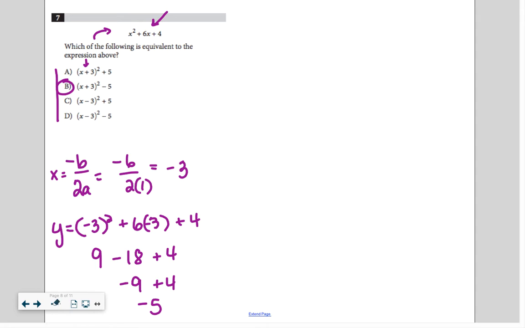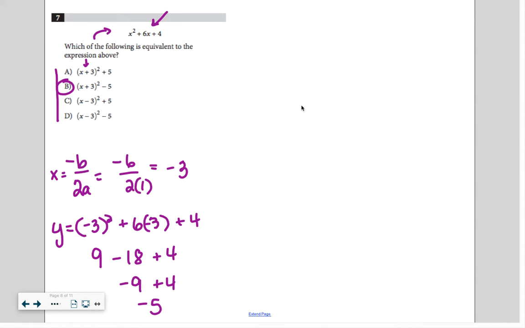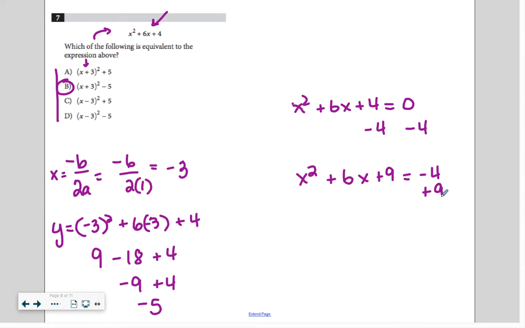All right, so to complete the square, I actually have to set up an equation with this, but we can do that. So we would set it equal to 0. We'd bring the constant to the other side. Now remember, we want to make this a perfect square trinomial. So we're going to take half of 6, which is 3, and we're going to square it, which is 9. And whatever we add to this equation on the left, we have to add to this equation on the right.